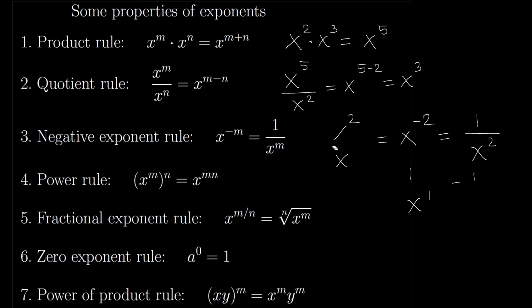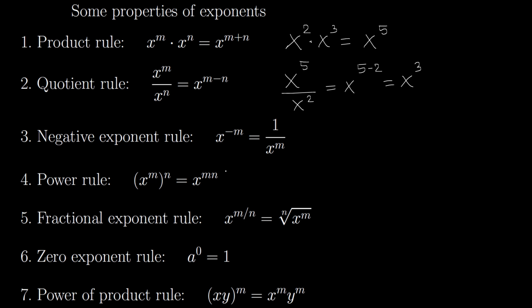Okay. Now the next rule is the power rule. When we have x raised to m and everything raised to n, we multiply these two exponents, m times n, like x squared raised to 3, then we multiply. Look at here, when we have x squared times x cubed, we add the exponents, 2 plus 3, 5. But when we have it like this, x squared cubed, then we multiply, x raised to 2 times 3, 6.